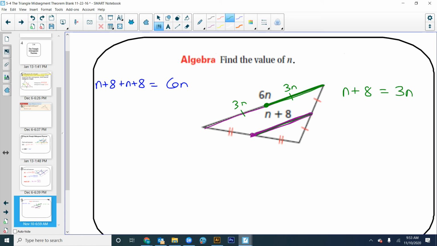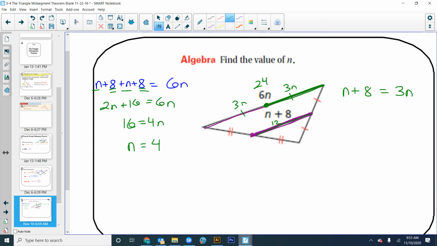All right, let's solve this one. n and n make 2n. 8 and 8 makes 16. Subtract 2n from both sides. Divide by 4. I get n equals 4. Now when you plug that in, it should make sense. What's 4 plus 8? 12. This one better be double. What's 4 times 6? Does it work out?